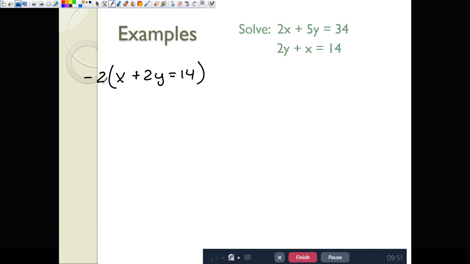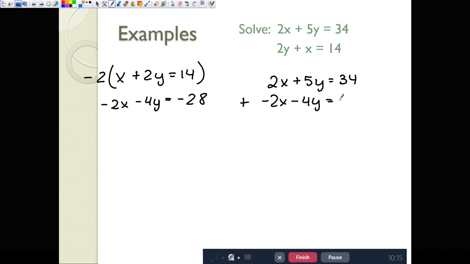So -2 times x is going to be -2x. -2 times 2y is going to be -4y. And -2 times 14 is going to give me -28. So now that I have opposites, I can set up my equation. I have 2x plus 5y equals 34 plus -2x minus 4y equals -28.